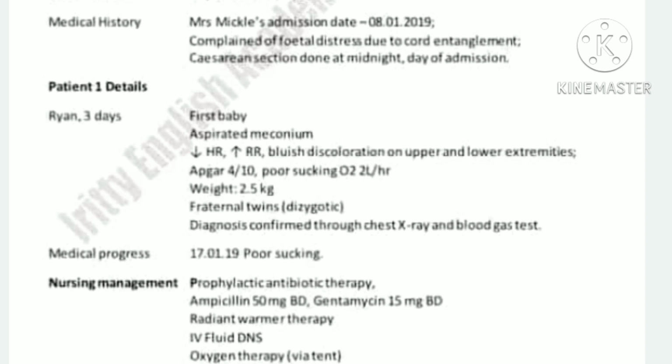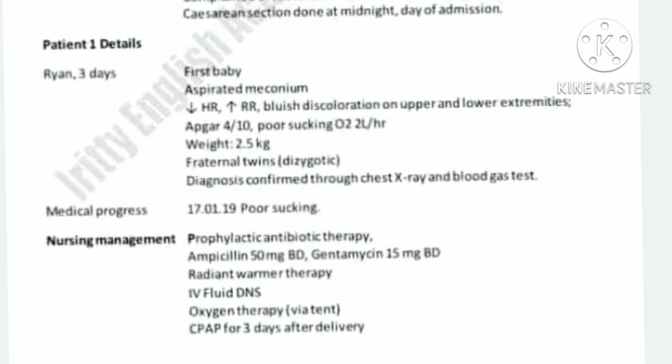Then what are the nursing management? Prophylactic antibiotic therapy, ampicillin 50 mg BD, gentamicin 15 mg BD, radiant warmer therapy, IV fluid D5 normal saline, oxygen therapy via tent. These are the nursing management done for this first baby, who is Ryan. One more thing, CPAP, continuous positive airway pressure for 3 days after delivery because he has meconium aspiration and maybe there are breathing difficulties.